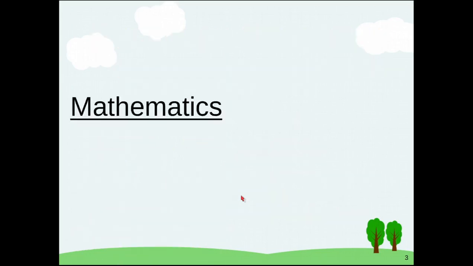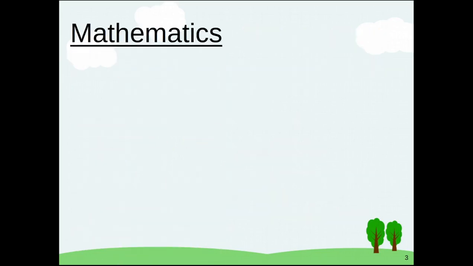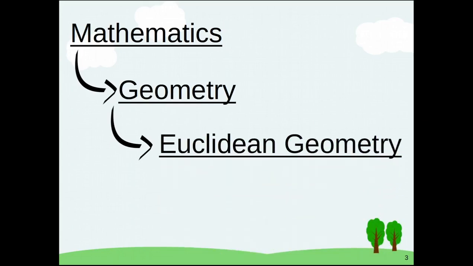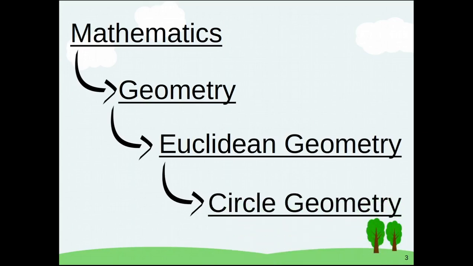So basically, our cyclic geometry lies under mathematics, and then it's under geometry. Under geometry, we are looking at Euclidean geometry, and then under Euclidean geometry, we are further breaking it down to cyclic geometry. Now, maybe before we go even deeper, let's try to define what a cyclic is.